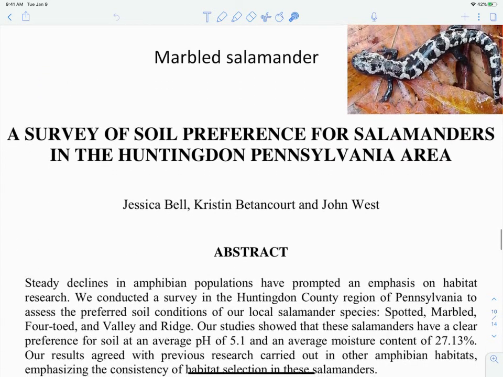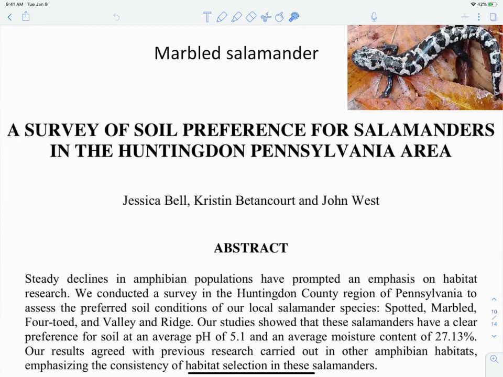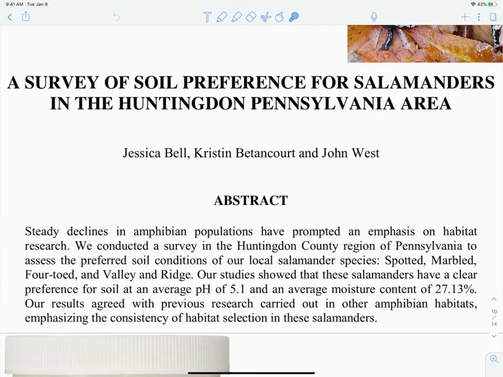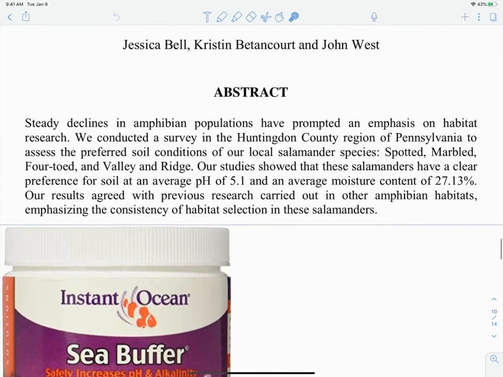And here, for example, if you look at the marbled salamander, they looked at soil preferences in Huntington, Pennsylvania, and they actually saw that these salamanders have a pH of 5.1 on average, and so soils themselves have buffering capacity, and so they keep their pH relatively close together. So if there's some acidic rain or acidic deposition, many of these soils are able to buffer that. And so certain organisms like a buffering capacity so that their pH is pretty constant.